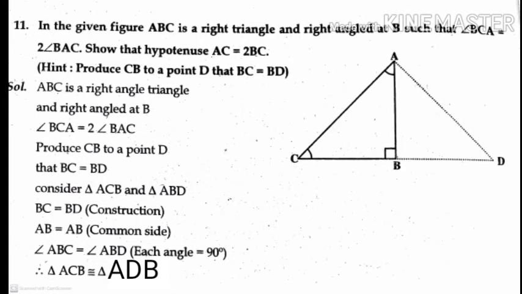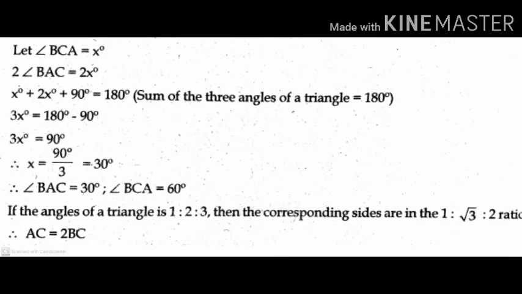AB is equal to AB, the common side of both triangles. Angle ABC is equal to angle ABD, since each angle is 90 degrees. Therefore, triangle ACB is congruent to triangle ADB according to the SAS congruence rule. Next, let angle BCA be equal to 2x degrees, and angle BAC equal to x degrees.